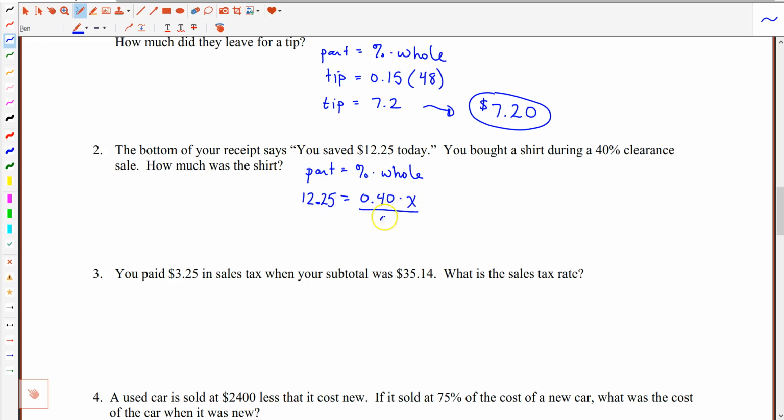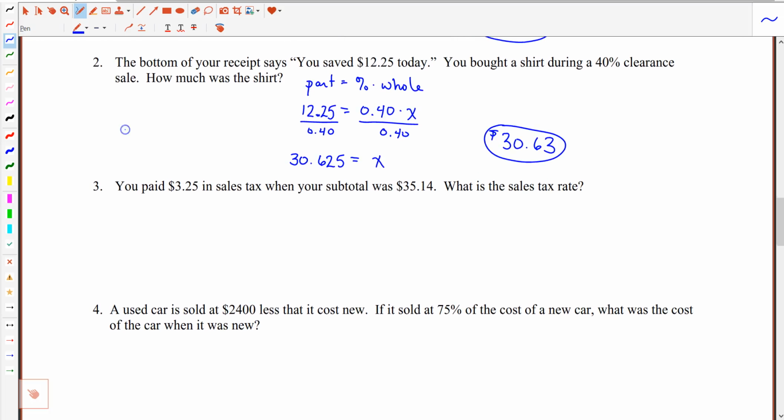We'll solve this for the variable by dividing both sides by 0.40. All right, doing this division, we get 30.625. So how much was the shirt? The shirt was going to be then $30.63. So we're going to round our final answers to the nearest penny.